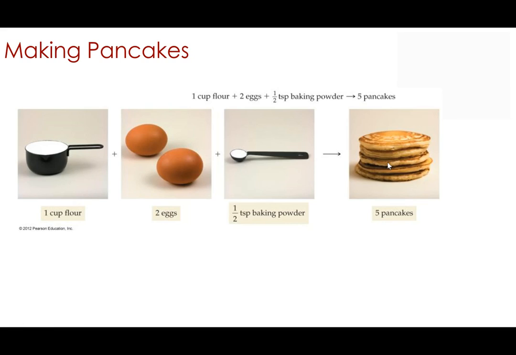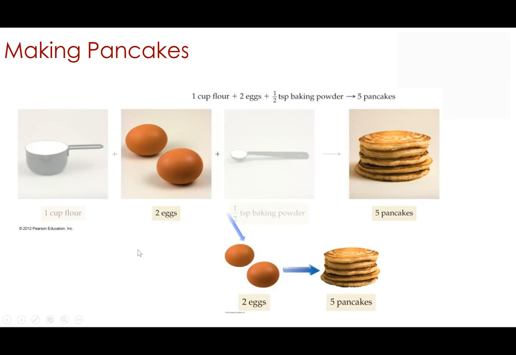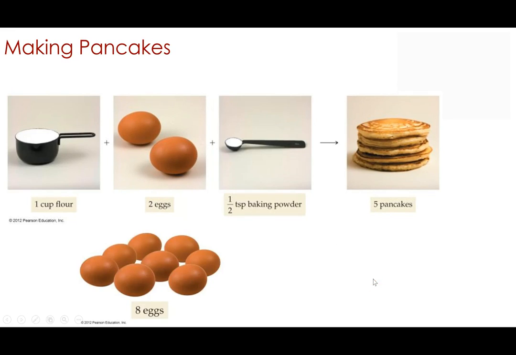So stoichiometry is really just a relationship between the ingredients. It's this relationship that for every 2 eggs, I can make 5 pancakes. So let's say I go to my pantry. I have a whole bag of flour, so I have tons of flour. I have a whole box of baking powder, so tons of baking powder. I open up my fridge and I see 8 eggs inside of my fridge. What is the maximum number of pancakes that I can make?